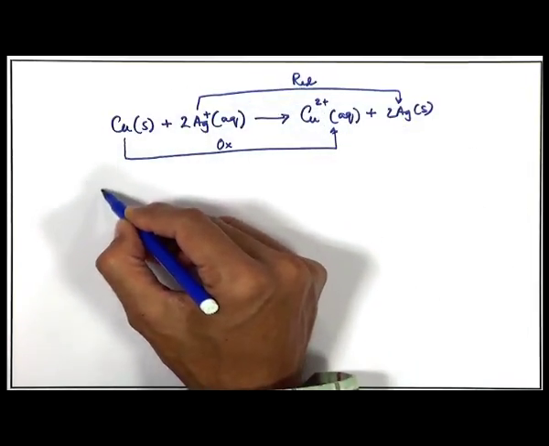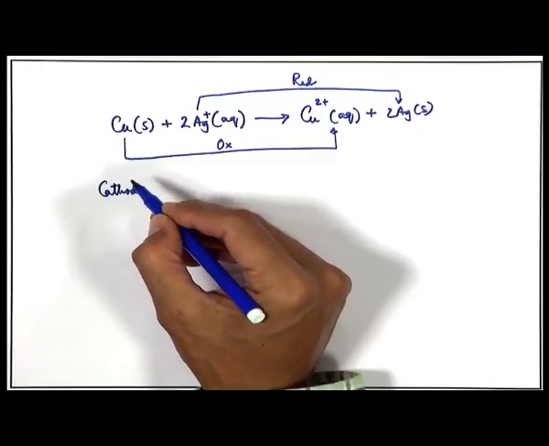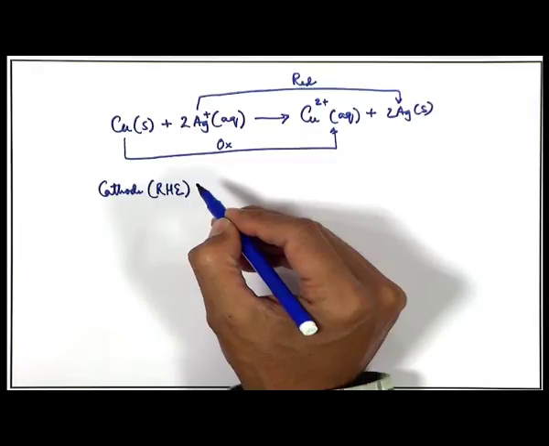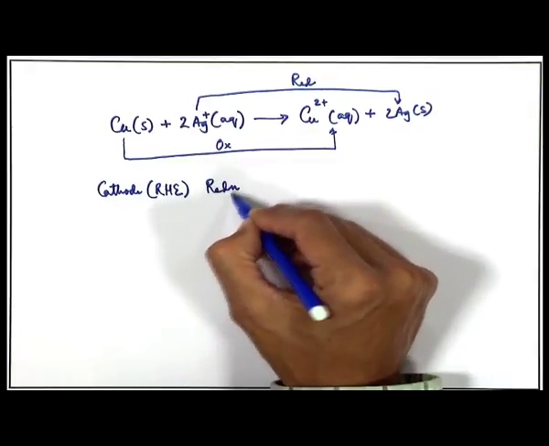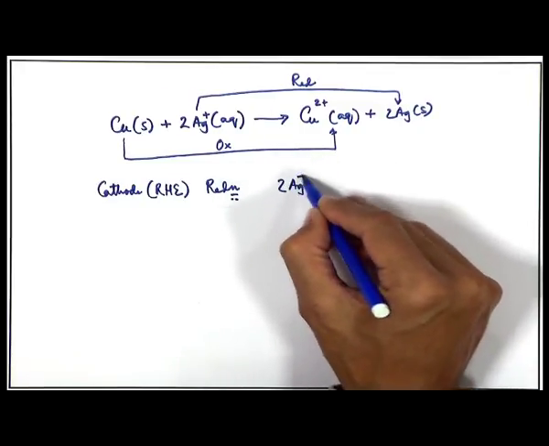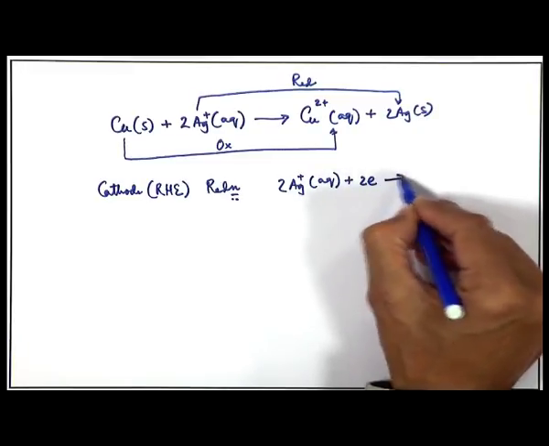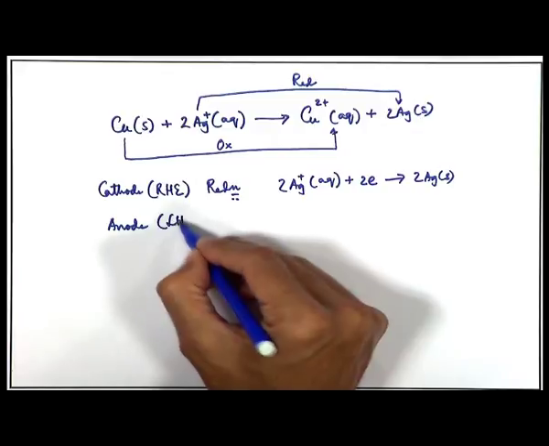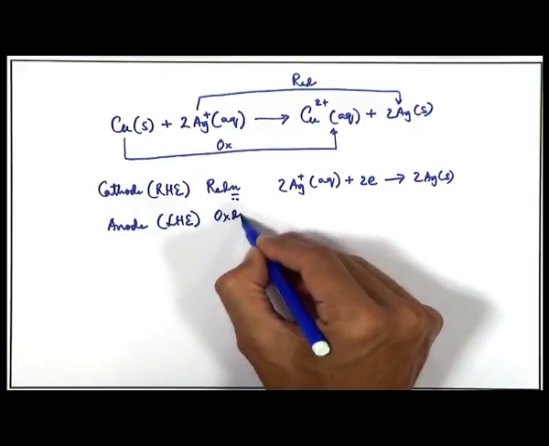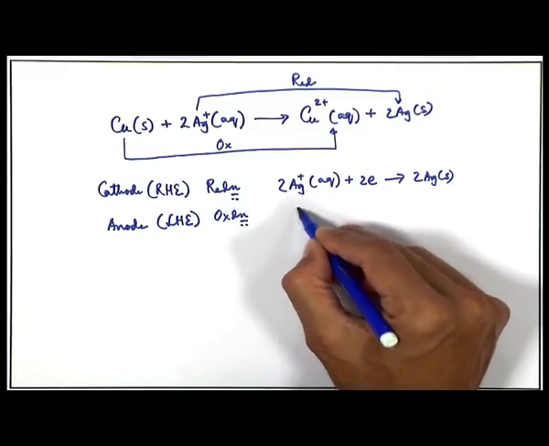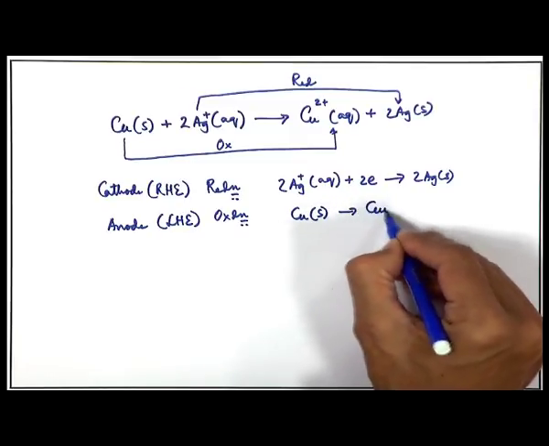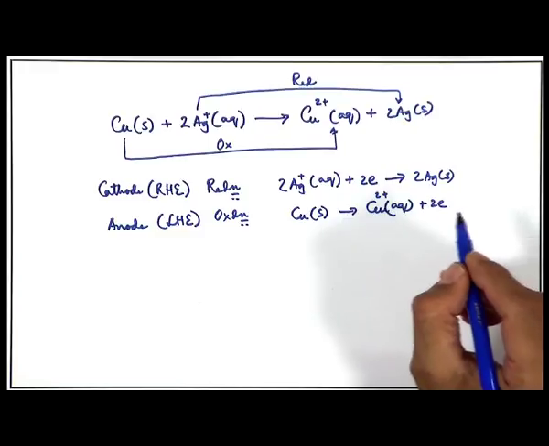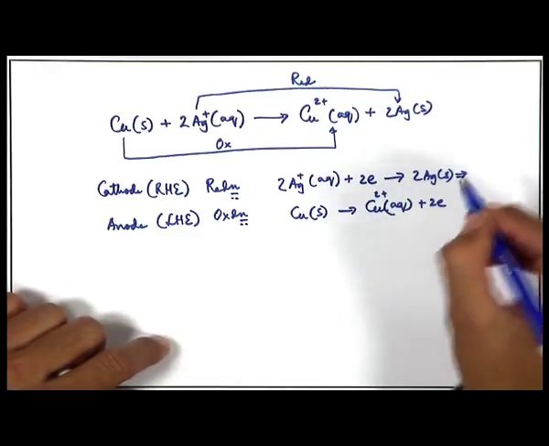So, we know that at the cathode, which is generally written as the right hand electrode, reduction is taking place. So, the reaction will be 2 Ag plus plus 2 electrons, that gives you 2 Ag solid. At the anode, it is the left hand electrode, it is oxidation and the reaction will be Cu solid, that gives you Cu 2 plus plus 2 electrons. Okay.